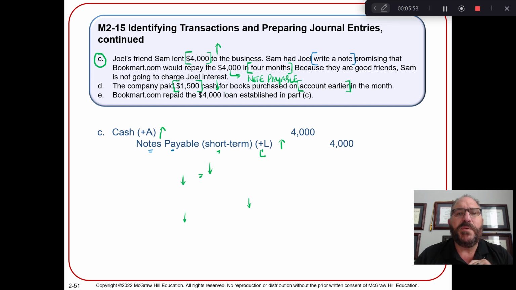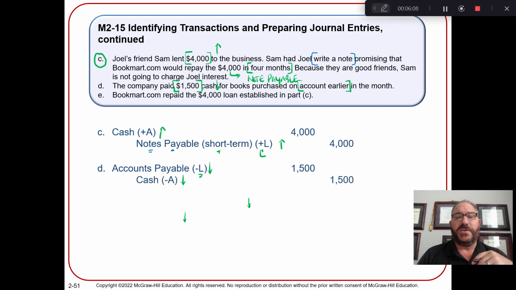Next, it says company paid $15,000 for books that it purchased on account earlier. So what's going to happen? Their liabilities are going to go down. That goes down with a debit, right? Because it's a liability, and its cash is going to go down with a credit. Okay, so you got to remember which one. So basically, they're paying down what they owe.